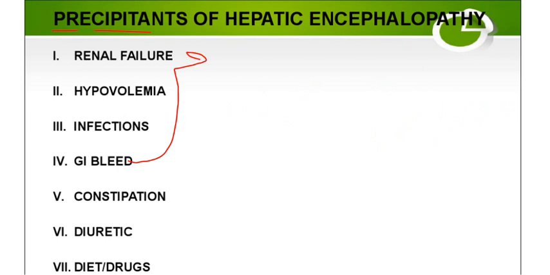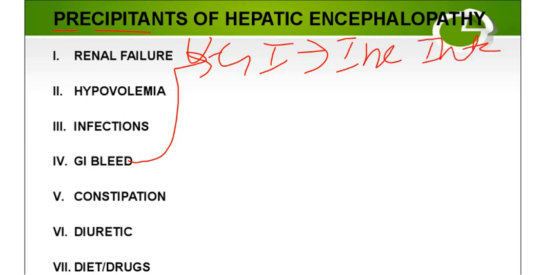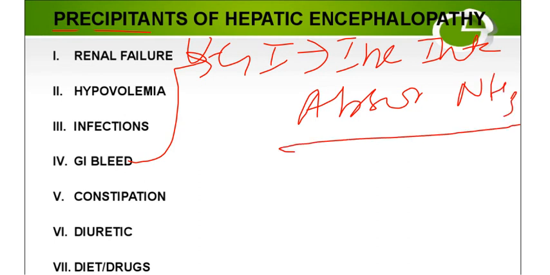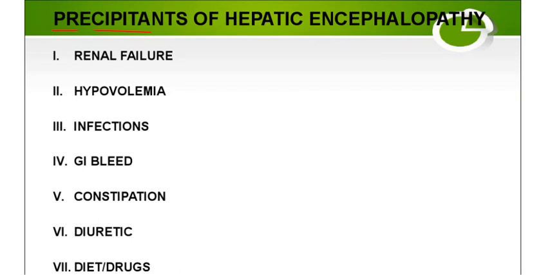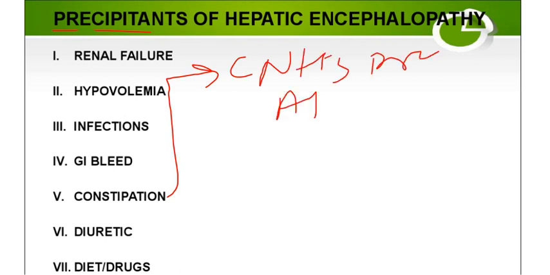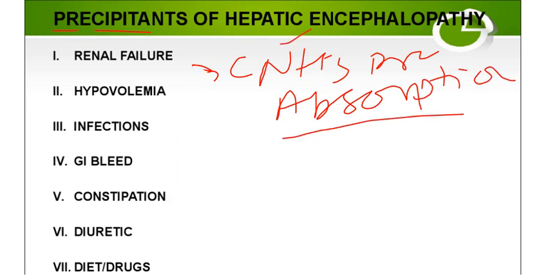Upper GI bleed actually leads to the increased intestinal absorption of NH3. There will be more absorption of NH3 from the intestine, so ammonia gets accumulated. Actually, all these precipitants are directly or indirectly leading to the increased level of the NH3 that is causing the further symptoms. So that is why upper GI bleed can lead to precipitation of this. Constipation. Constipation also causes the increased NH3 production and absorption. So that is why it is a precipitant. So you have to keep in mind these precipitants, and these should be treated in a patient of encephalopathy.